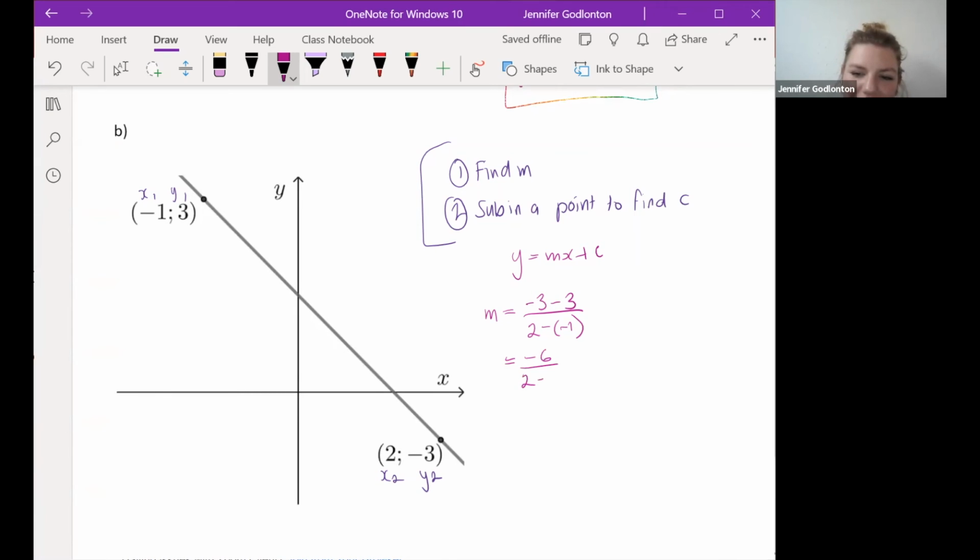I'll even help you out. So we'll have 2 + 1 at the bottom. Yeah, so it's going to be -6/3. Good. I wasn't sure if I should simplify here. Yeah, you can. So what's -6 divided by 3? -6 divided by 3 is -2. There you go.